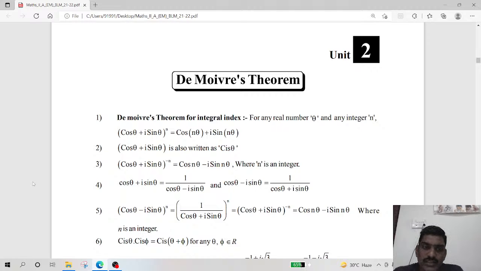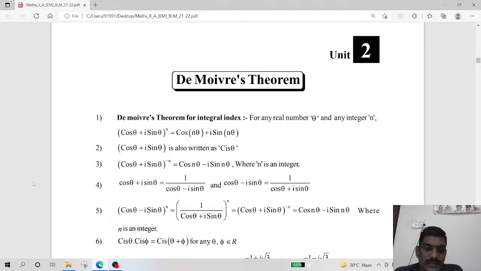And we can also write cos theta plus i sin theta as cis theta. Then (cos theta plus i sin theta) to the power of negative n is cos n theta minus i sin n theta, where n is an integer. And cos theta plus i sin theta can also be written as 1 by (cos theta minus i sin theta). And cos theta minus i sin theta can be written as 1 by (cos theta plus i sin theta). Then (cos theta minus i sin theta) to the power of n is nothing but 1 by (cos theta plus i sin theta) to the power of n, that is nothing but (cos theta plus i sin theta) to the power of minus n.